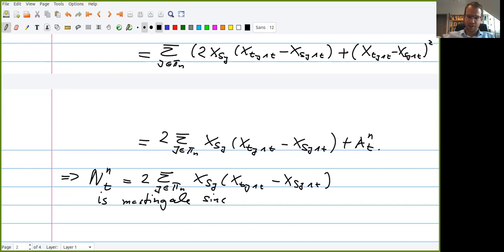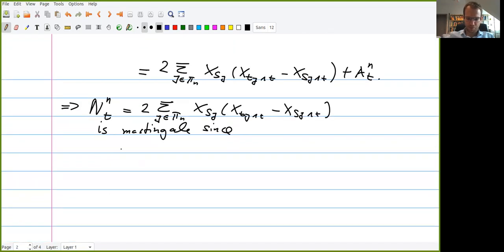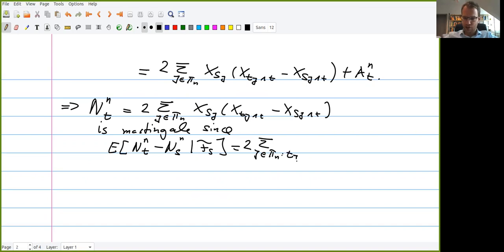How do we see this? Well, okay, we need to check it. So what do we need to check? We look at the conditional expectation of N_n at time t minus N_n at time s, restricted to the filtration at time s. And if N_n is a Martingale, this has to be 0. So we need to check that this is 0. Well, okay, so let's calculate it. We know what it is. This is twice the sum, using the equality we just proved, and then we sum over all j in pi n where t_j is greater or equal s. Why do we do it? Because everything which is smaller than s, we just subtract it from each other. So these summands disappear because of this difference here.